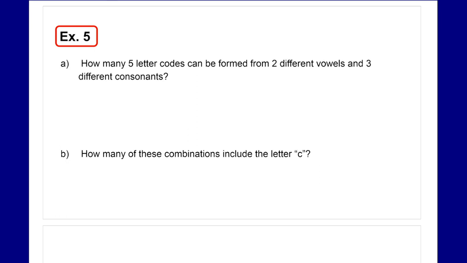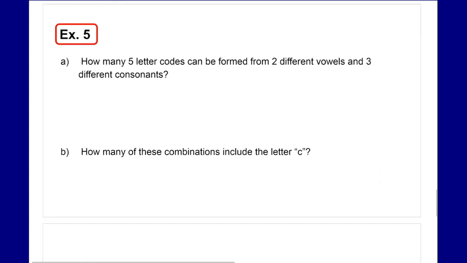Right. Number 5. So the fun part, we might have to include permutations and combinations. So example 5, how many 5-letter codes can be formed from 2 different vowels and 3 different consonants? So here we have 2 parts. So this 5-letter code, we've talked a lot about codes previously, and codes indicate an order. So in this case, order matters. Right? When you're putting things into a code, order matters, so we're looking at permutations.